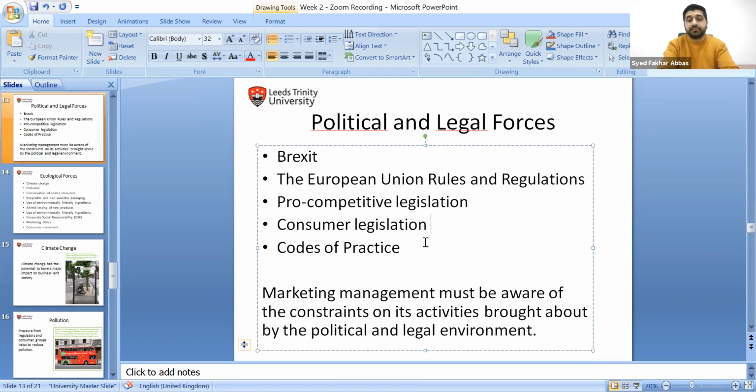Marketing management must be aware of the constraints on its activities brought about by the political and legal environment. So all marketing management must be aware if there are any changes in the rules, like in Brexit or European Union rules. They must be aware, and they must act accordingly.